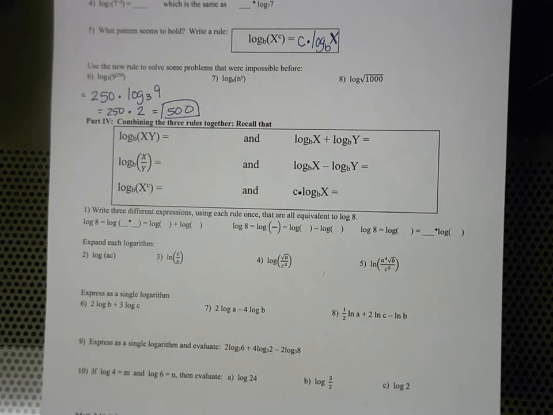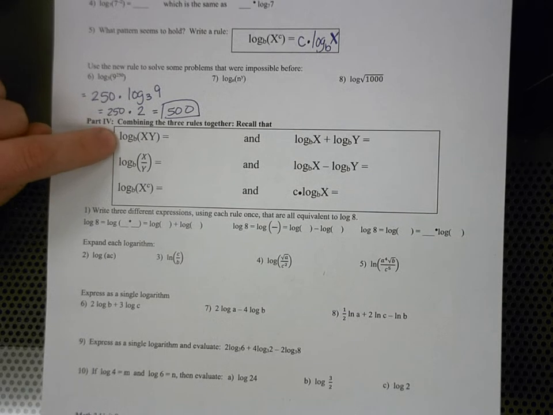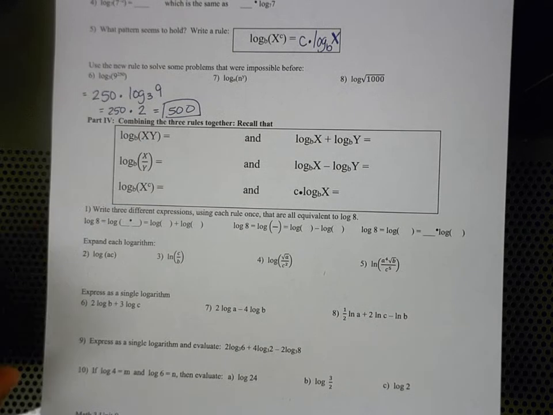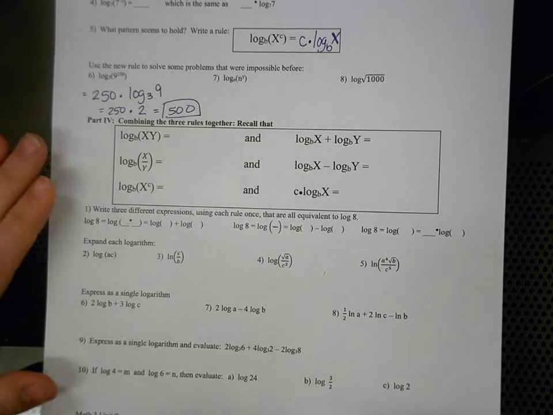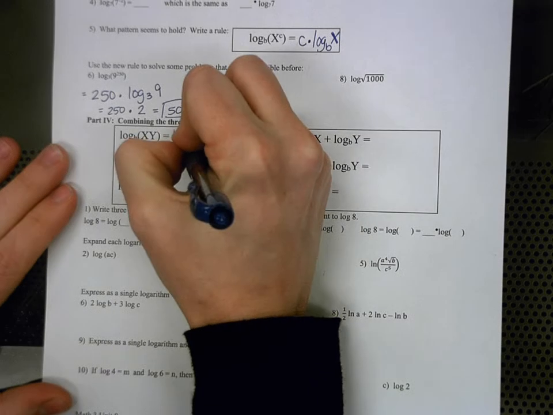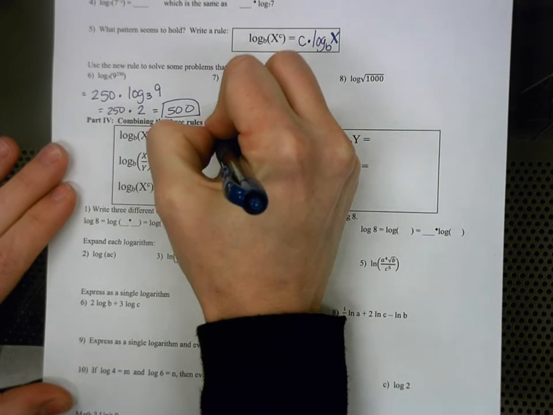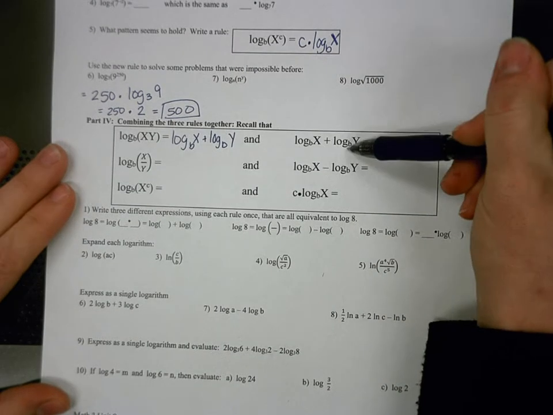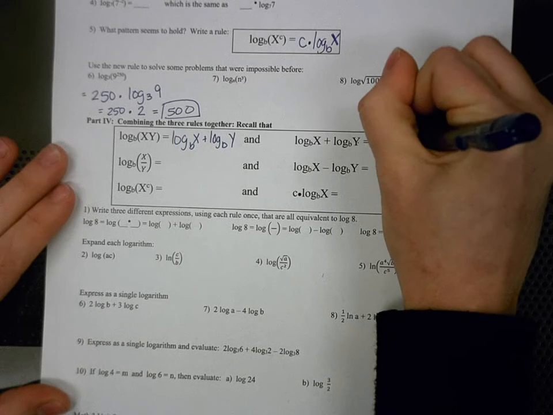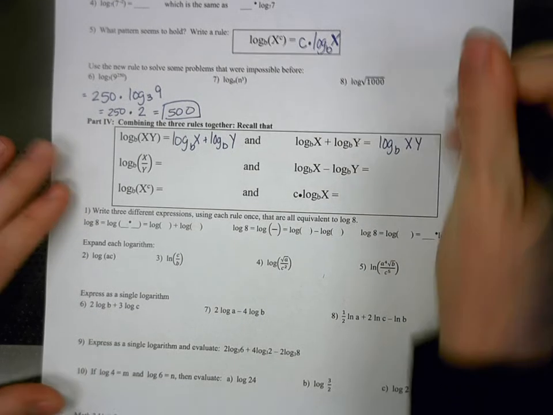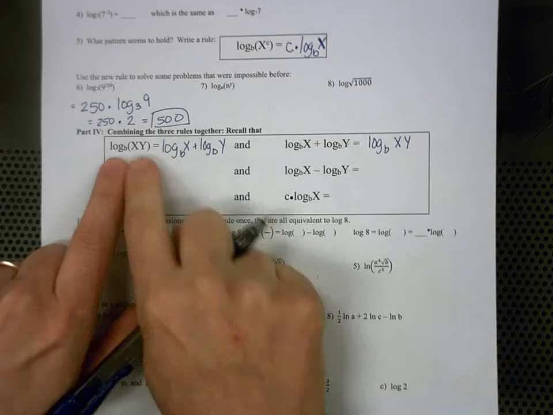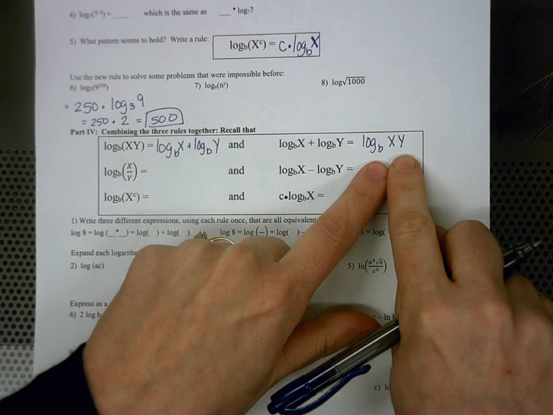And then combining these rules together, this is stated on the previous slide. Log base b of x times y is the same as log base b of x plus log base b of y, and then it has the reverse. Log base b of x plus log base b of y equals log base b of x times y. So same statement written the other way around. It's just telling you that you could expand or you could condense into one logarithm.